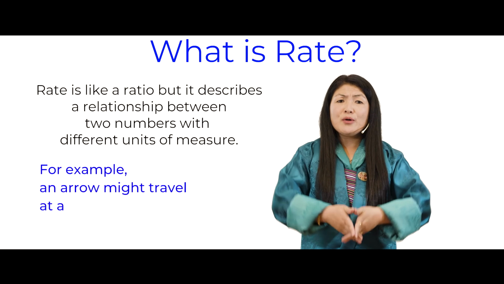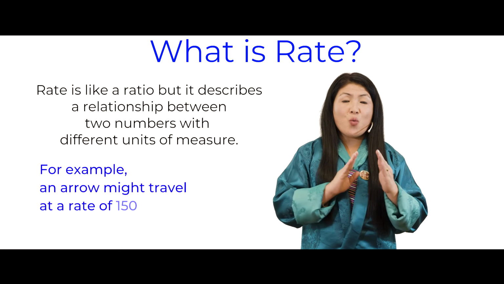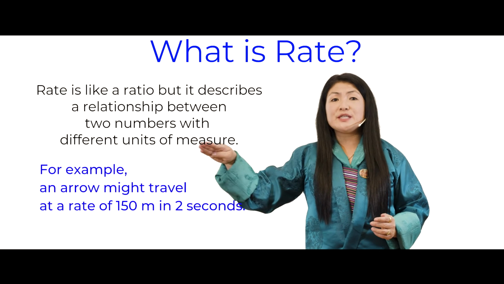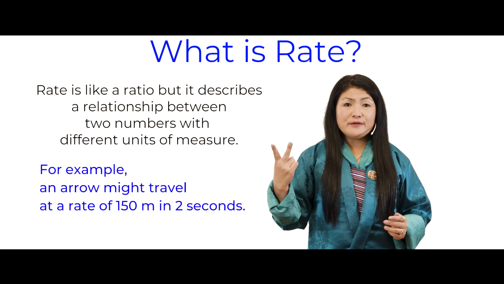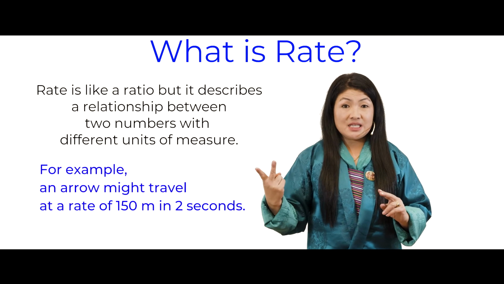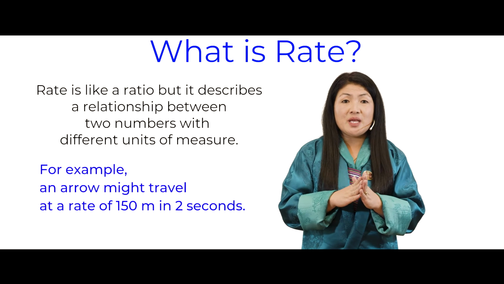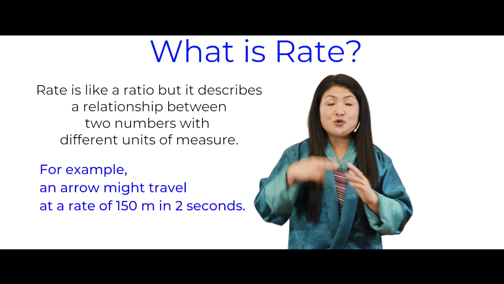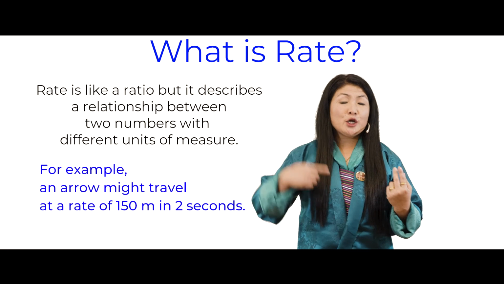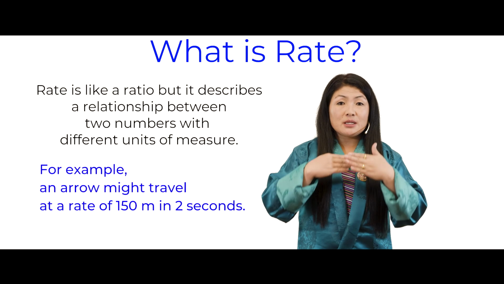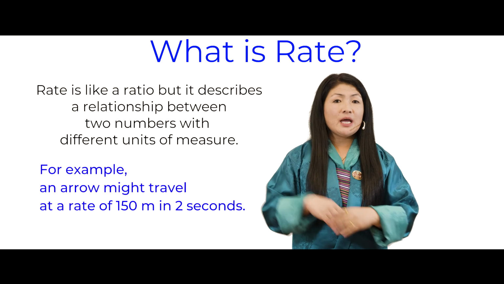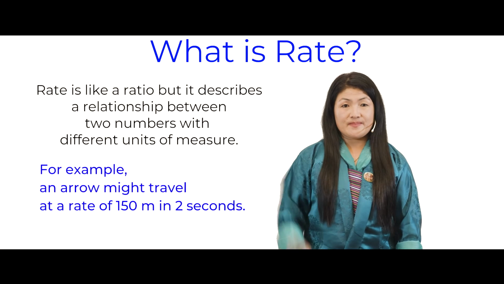Now his arrow travels at a rate of 150 meter in 2 seconds. So when I say 150 meter in 2 seconds, 150 meter is the distance here and 2 is the time. So like I said in the definition up there, it shows the relationship between two numbers with different units. So 150 is a number here, 2 is a number here, but the units of measure is different here. 150 is the distance here and 2 is time.